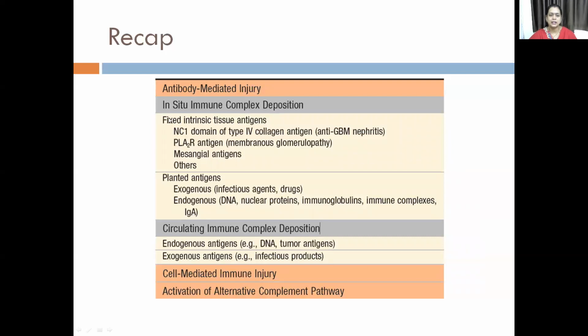So now, this is a classification of immune-mediated glomerular injury, that is antibody in situ, which can be a fixed intrinsic tissue antigen or a planted tissue antigen, right? So here we have the non-collagenous domain 1 of type 4 collagen antigen and the phospholipase A2 receptor antigen as detected in membranous glomerulopathy, and the mesangial antigens.